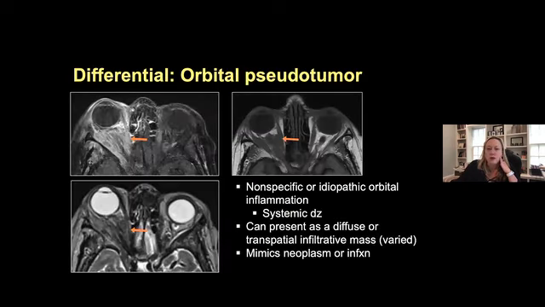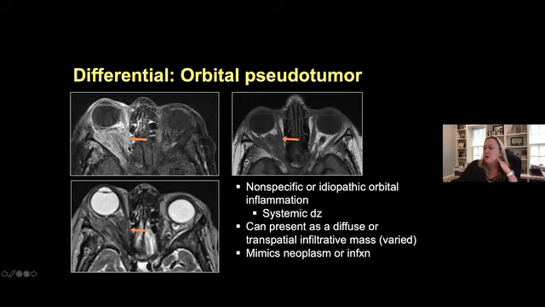So I alluded to this earlier: orbital pseudotumor, now called idiopathic orbital inflammation. It can be non-specific, as in we don't have an underlying etiology or diagnosis, or it can be specific orbital inflammation due to an underlying systemic disease such as Sjogren's syndrome or lupus, usually an underlying autoimmune disease. These can present as isolated extraocular muscle inflammation or as a diffuse transspatial infiltrative mass, as in this case. And the varied imaging appearance often mimics neoplasm or infection and often requires tissue sampling.